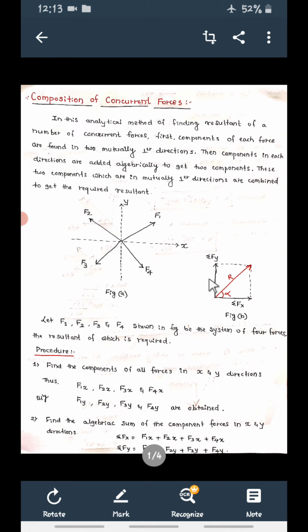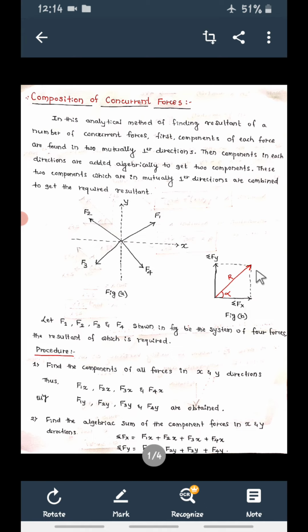Now see, after combining all the forces in x and y direction, we'll get summation Fx and summation Fy. So all the four forces finally reduce into how many? Only two, which are perpendicular to each other, that is summation Fx and summation Fy.